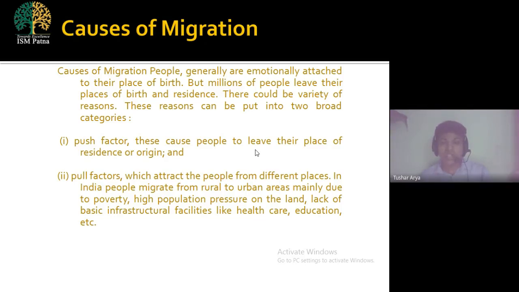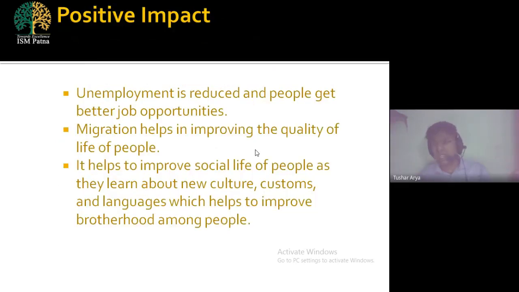Okay, so here we can categorize the causes of migration into two major broad categories. Now, this migration has a positive impact as well as a negative impact. First of all, we will go for the positive side. What are the positive impacts of migration?